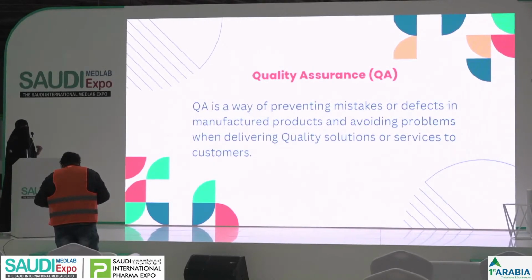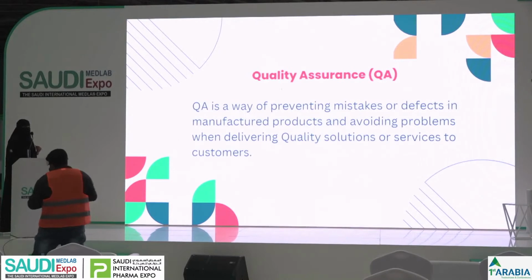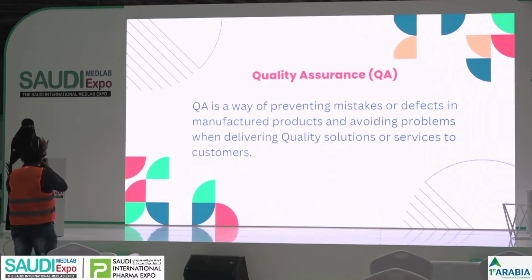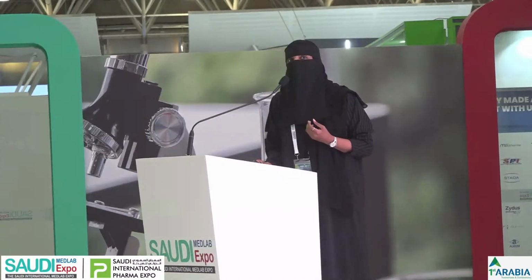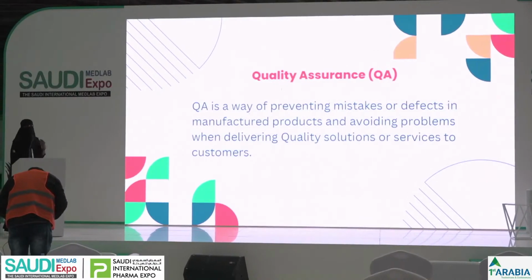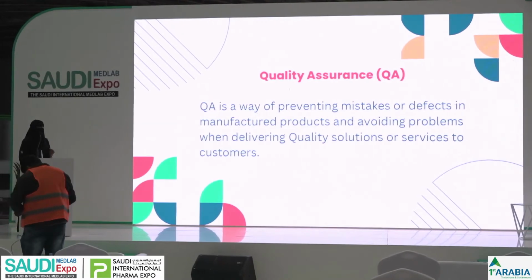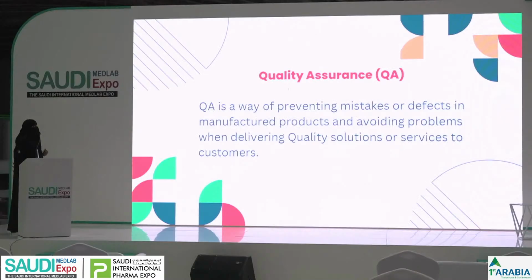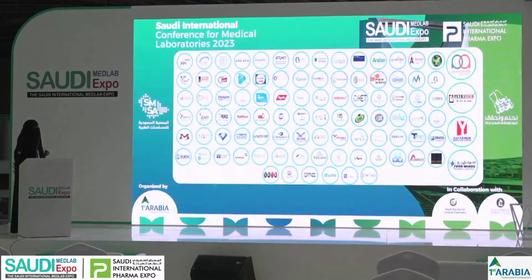So one of the major parts of quality is quality assurance. Every time we need to look at what happened during the receiving of the sample, processing the sample, and analyzing the patient's specimen, to provide more precise and accurate results and to diagnose the disease for the patient. Quality assurance is a way of preventing mistakes or defects in the manufactured product and avoiding problems when delivering the service.